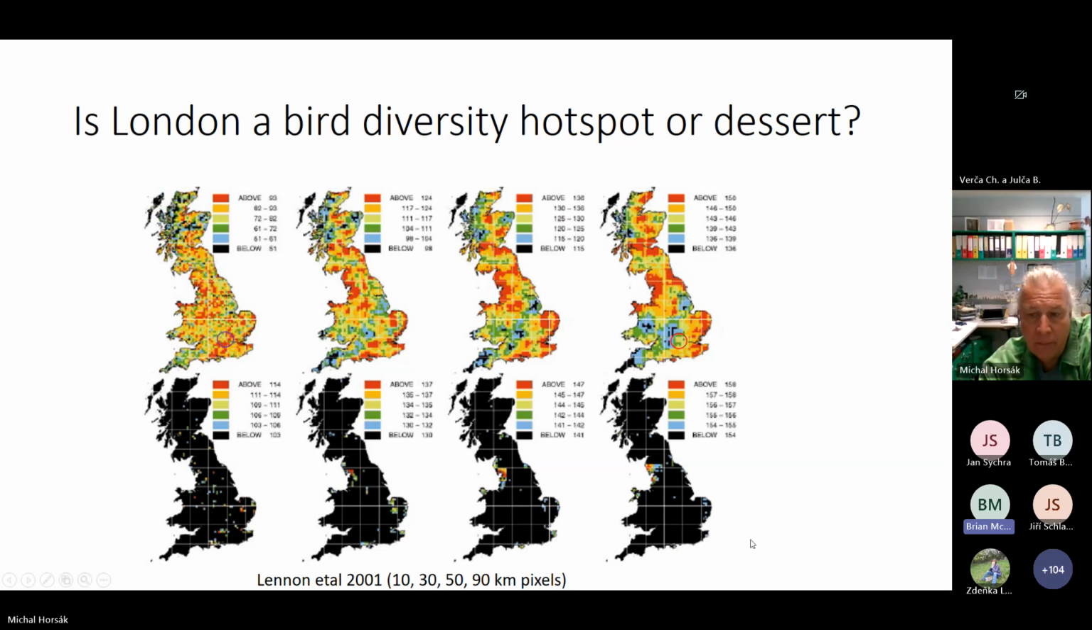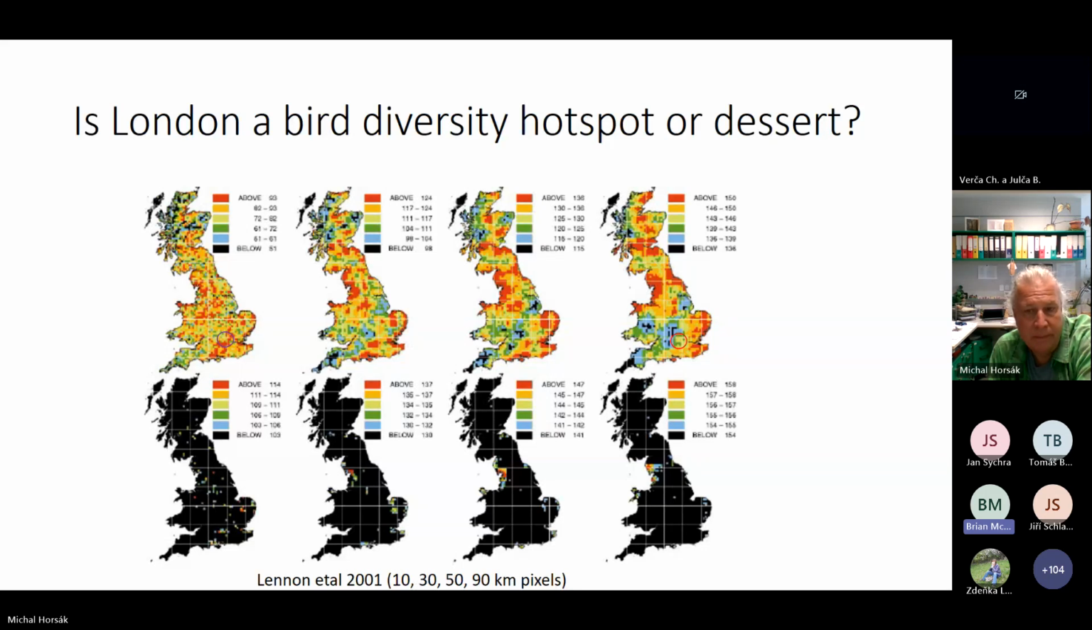And you can see that actually at the small scales it looks quite diverse, especially its southern edges. It's got some of the highest richness. And if you look at the black down below, those dots are the highest, I think, 5% of richness in the entire island, and some of those occur in London.